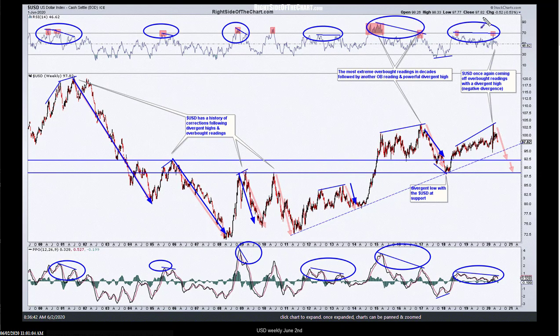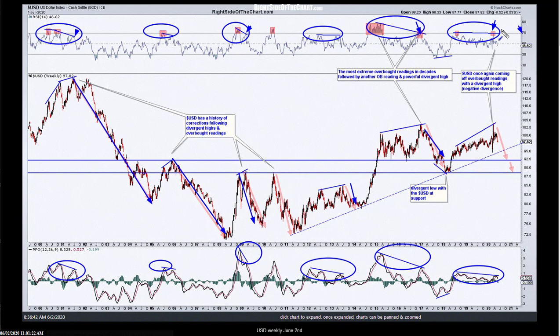And also not just the divergence, but look at these overbought readings. That's typical. You become overbought and then a little less overbought the next time. Sometimes that second overbought reading like this kisses that 70 level on the RSI. That 70 level denotes overbought. And there you had it again, and that's what we have here.